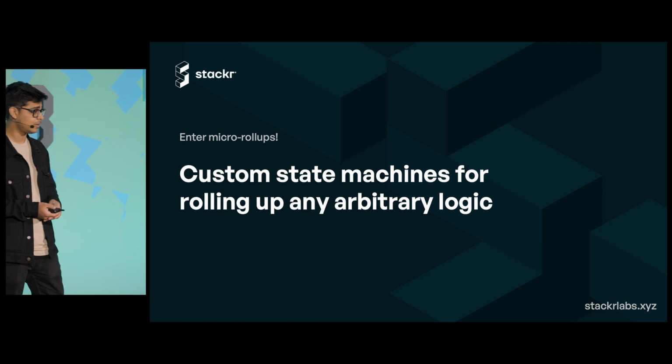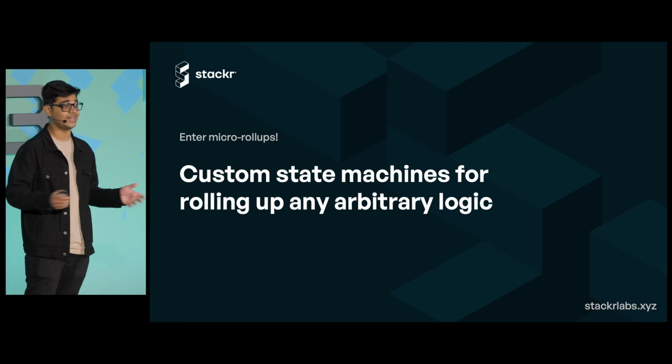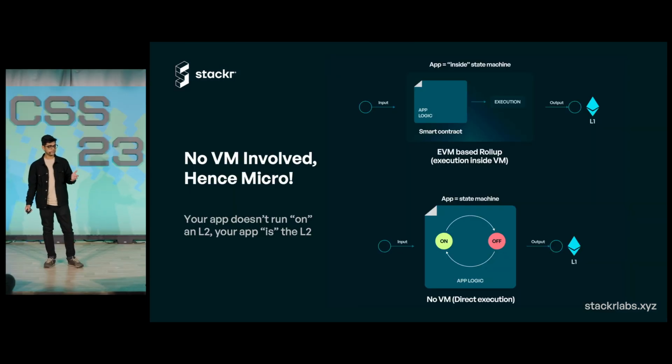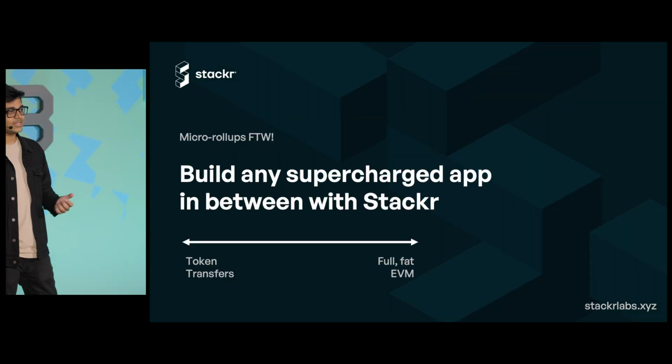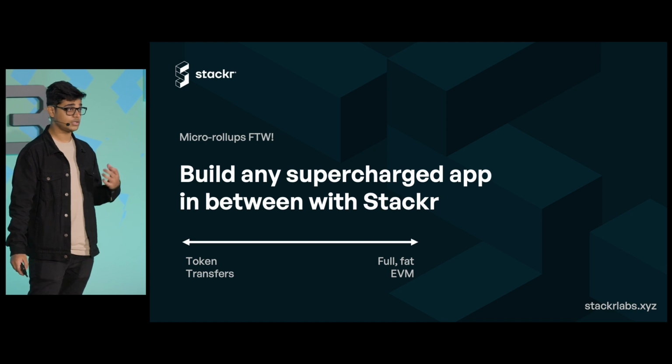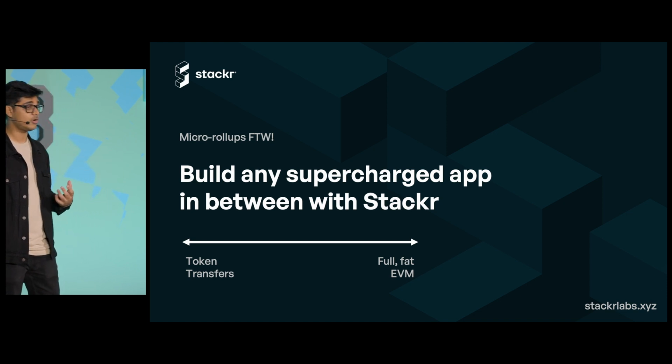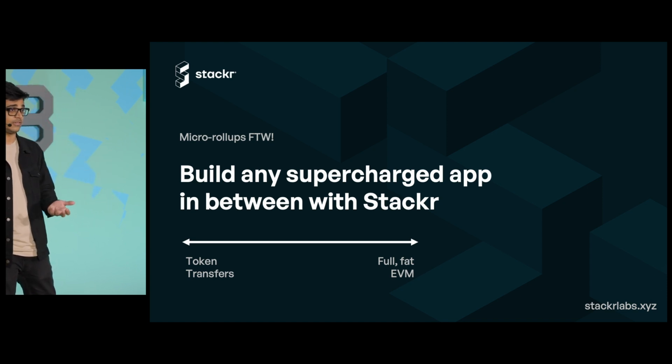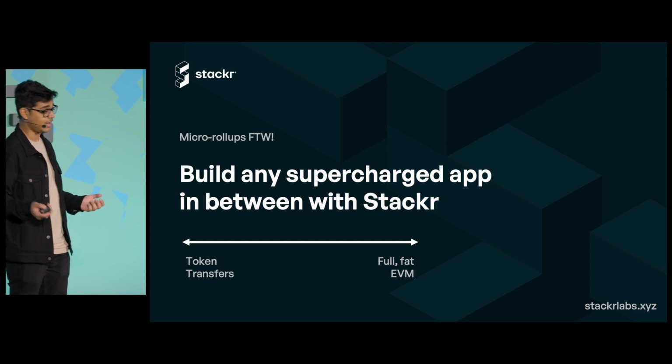How about we extend that logic to other stuff? So enter micro-rollups, which are custom state machines for rolling up any arbitrary logic. How is it possible? Because there is no VM involved, and hence the name micro. So your application doesn't run on an L2, it's actually an L2. You can build any supercharged application with Stackr. You can build token transfer, you can do an entire NFT drop as a rollup, or you can go ahead and build a full EVM.